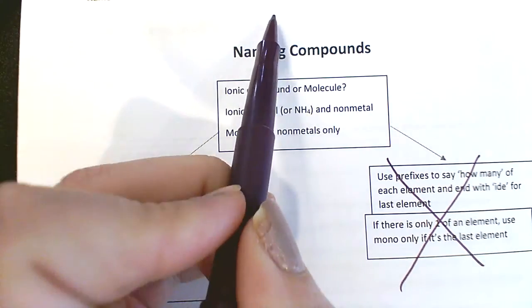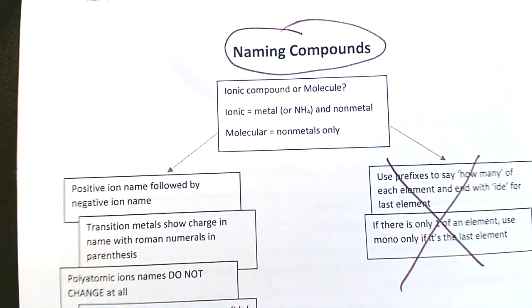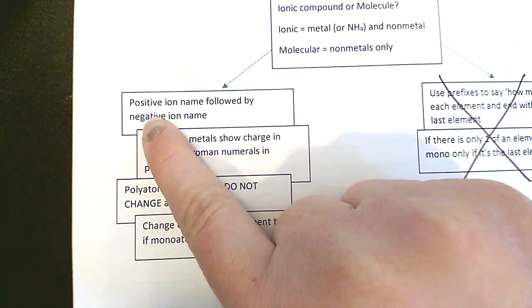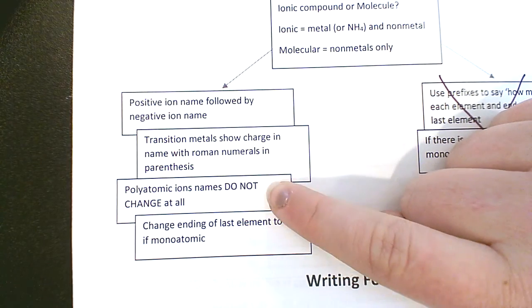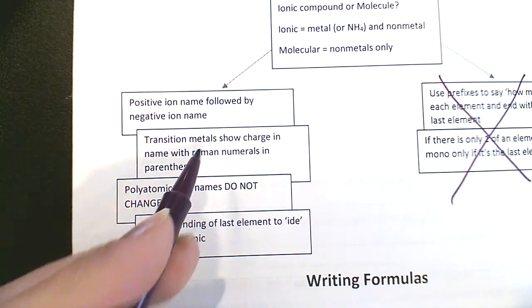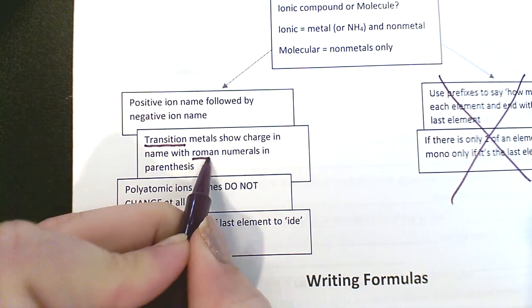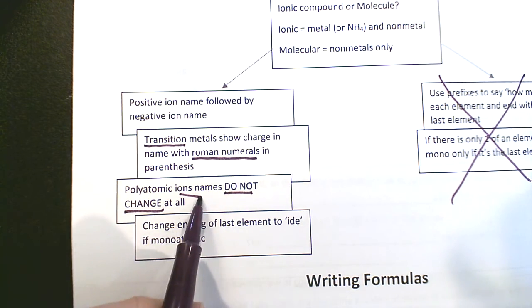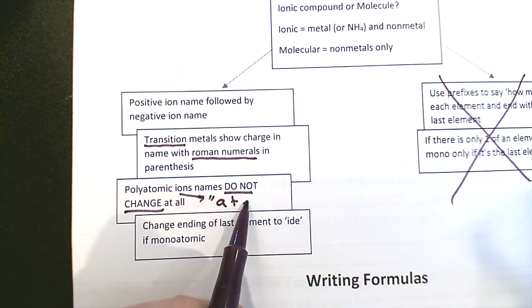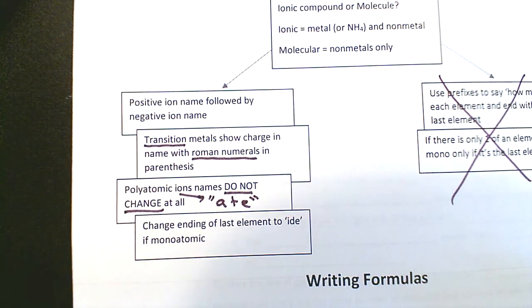Okay, so when you go to name, here are our rules, okay? Positive ion name followed by negative ion name, and here are kind of our special rules here, right? So transition metals, we show the charge in Roman numerals. Polyatomic ion names do not change. Remember, a lot of them end in ate. That's kind of a clue that you've got a polyatomic ion. And if it's a monatomic, the last element is going to be "-ide."